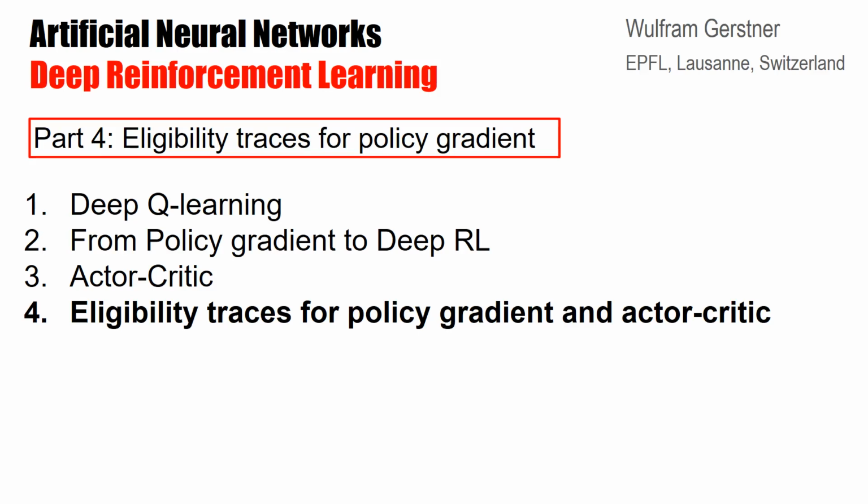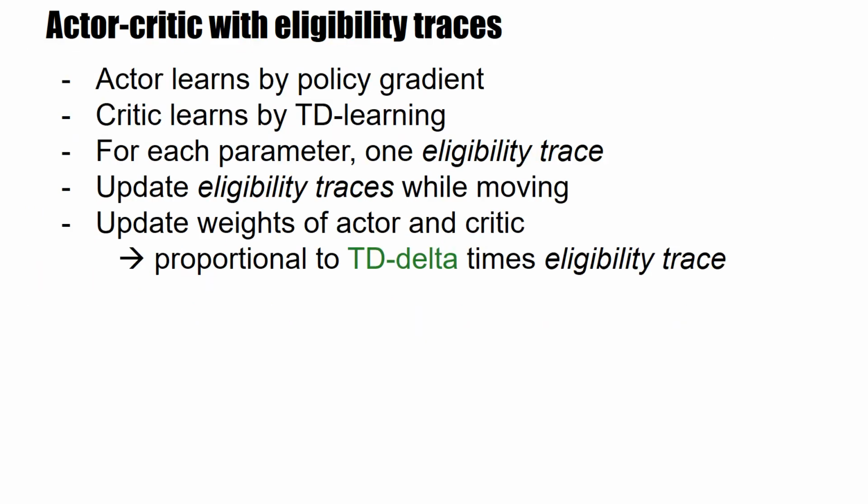In this video, I will explain how we can use eligibility traces for policy gradient in general and for an actor-critic network in particular. In the actor-critic network with eligibility traces, what we do is we have an actor that learns with a policy gradient method. The critic learns with a TD method.